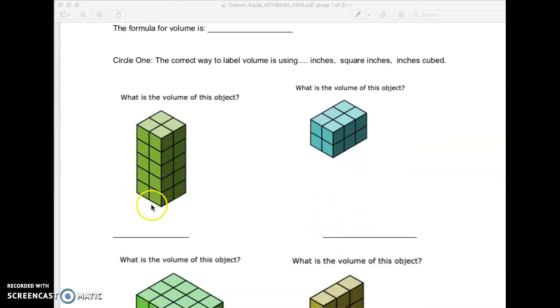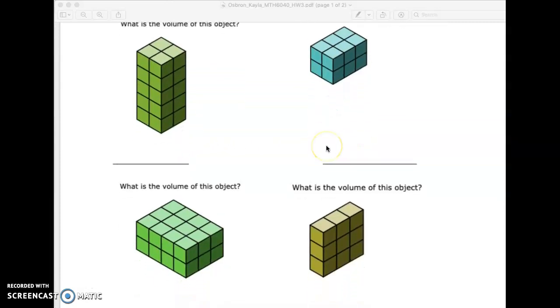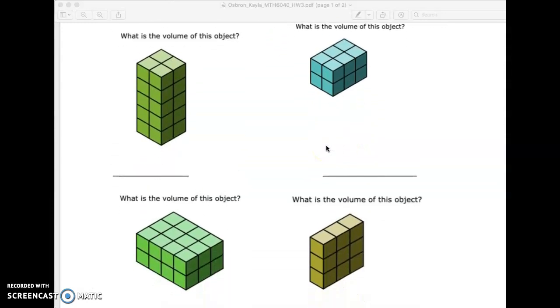Next, I have just basic rectangular prisms made up of unit cubes. This is what was demonstrated in the video. So they would just have to use units cubed since there is no inches or centimeter label. This would really practice what we did together in the video. So I included 4 of those problems.